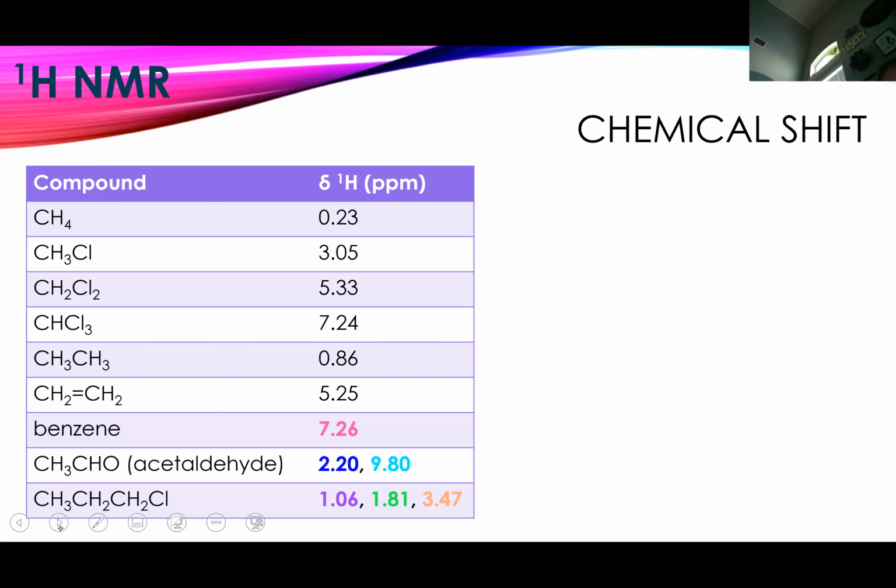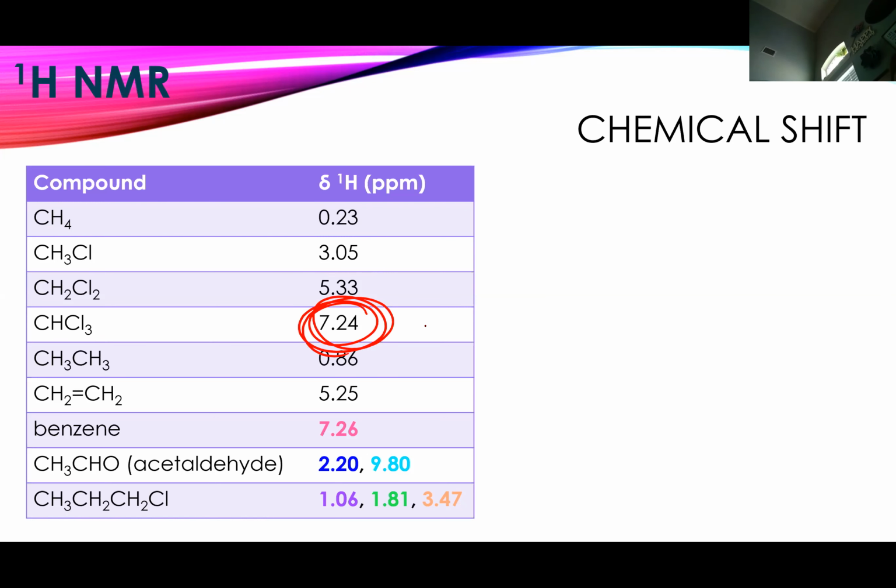So I want to give you a little bit more of a demonstration of chemical shift. The chemical shift for the hydrogens on methane, which would have one signal, is 0.23 ppm. If you replace one of those hydrogens with a chlorine to give CH3Cl, that puts it up at 3.05. All we did was trade out one hydrogen for a chlorine. You trade out two hydrogens for chlorines and you end up with a ppm of 5.33. By the time you're at chloroform, CHCl3, you're at 7.24.